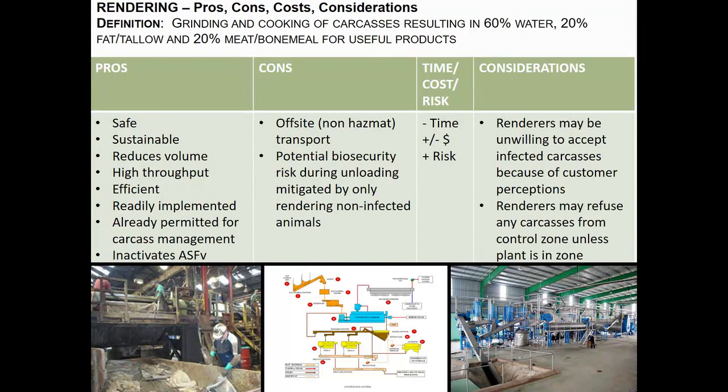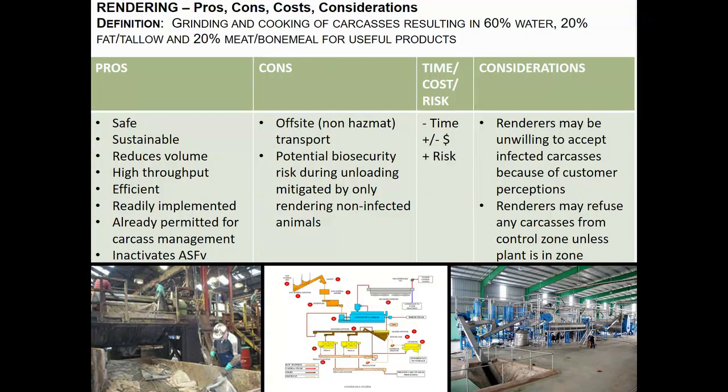Rendering involves transporting carcasses to a rendering plant where the carcasses are ground and heated, driving off 60% of the biomass as a steam or water portion. 20% is fat or tallow, which can be used as a biodiesel, and the remaining 20% is a meat or bone meal, which is typically used in pet food and animal feed.